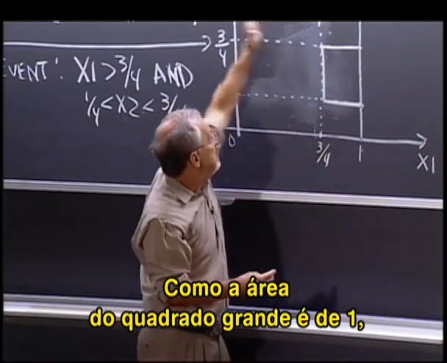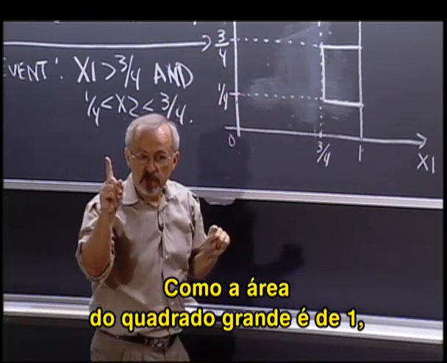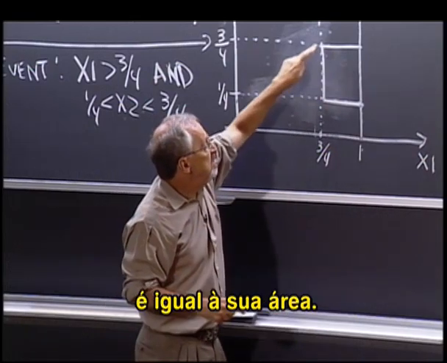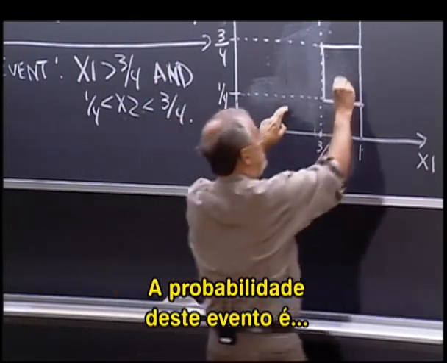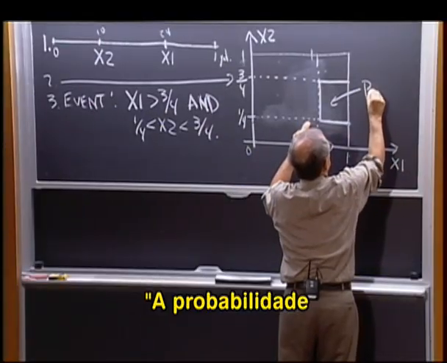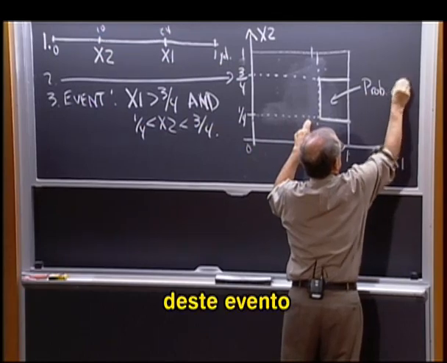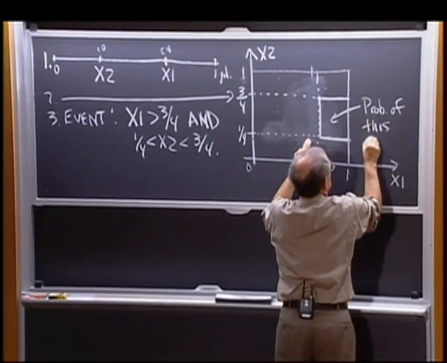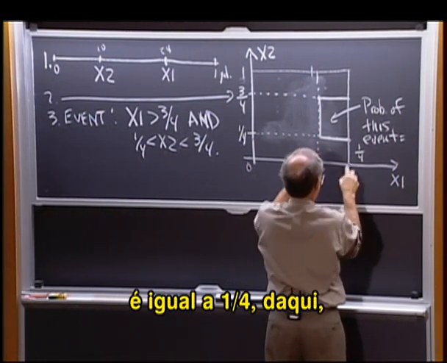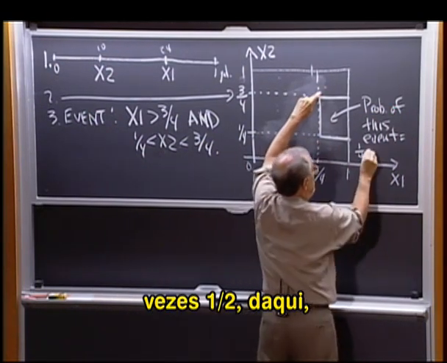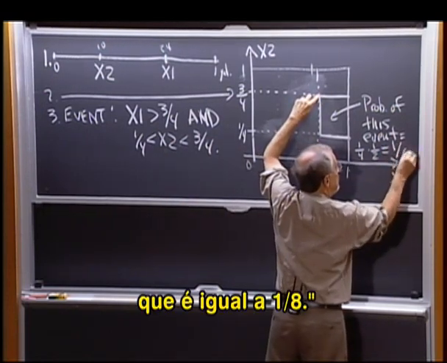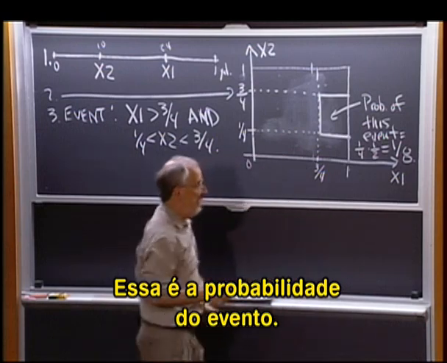And since the area of the entire big square is 1, the likelihood or the probability that we end up here is just equal to its area. So the probability of this event equals 1/4 this way times 1/2 this way equals 1/8. That is the probability of that event.